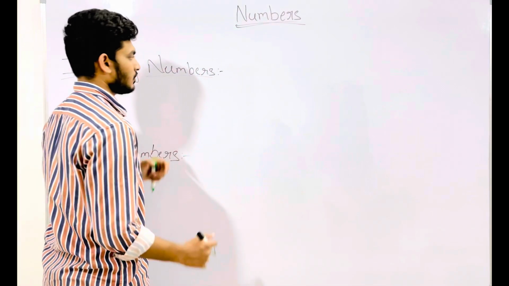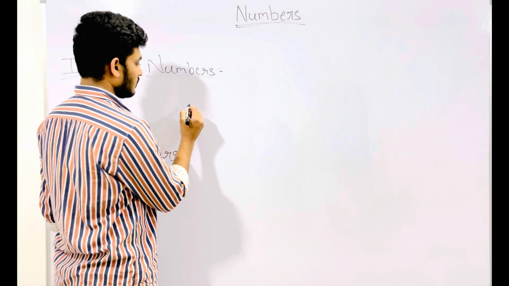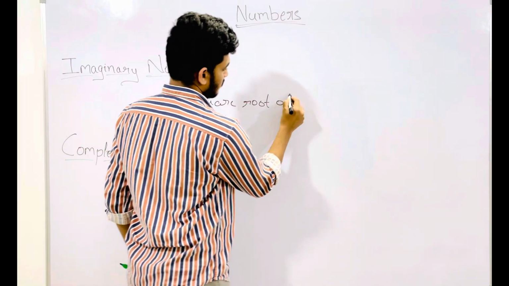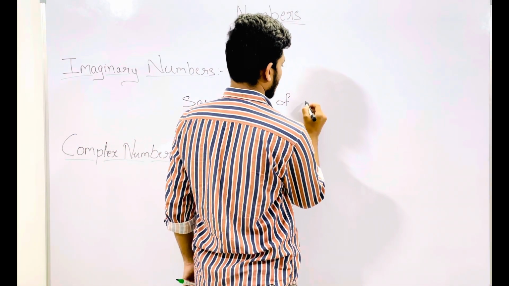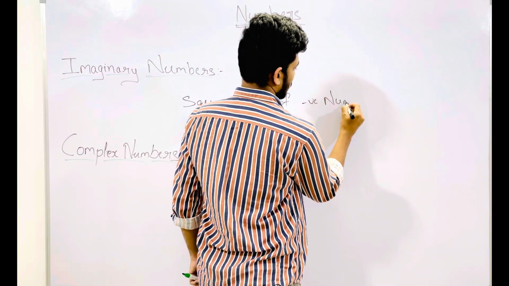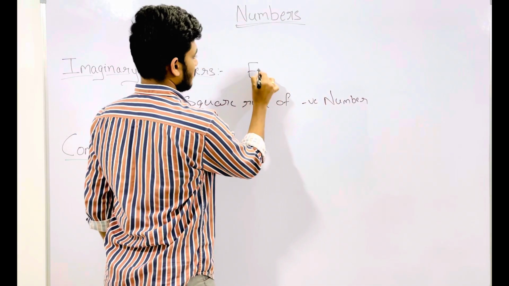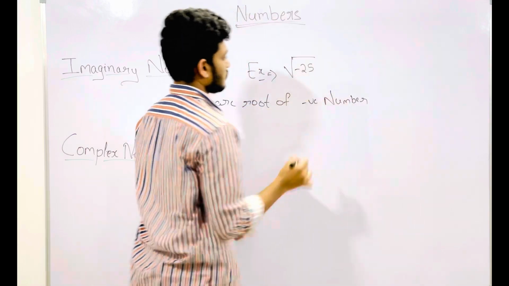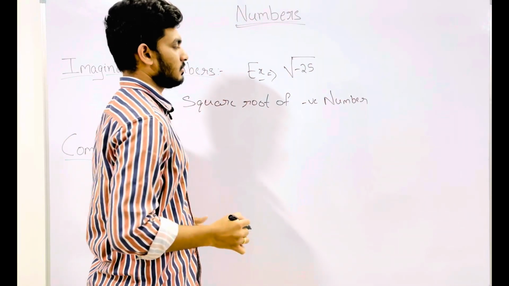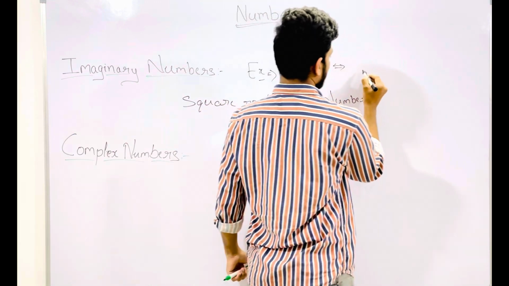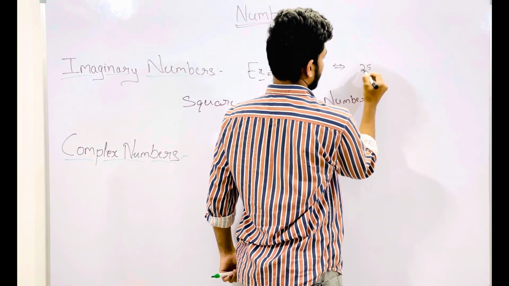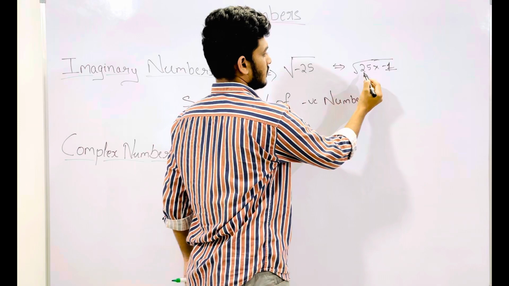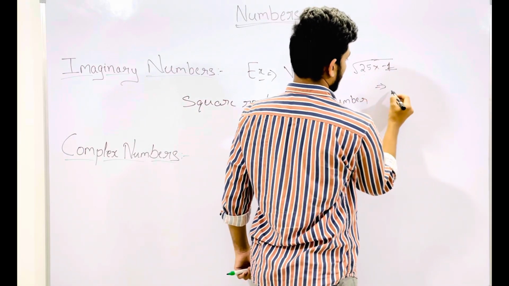So coming to the definition, an imaginary number is the square root of a negative number. For example, suppose there is the number minus 25. The square root of this negative number is called an imaginary number, and this can be written as root of 25 into minus 1. Okay, so I am making this as 25 into minus 1.